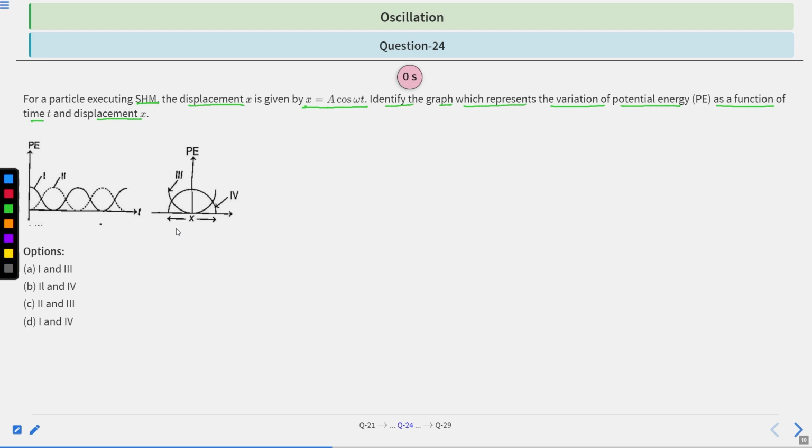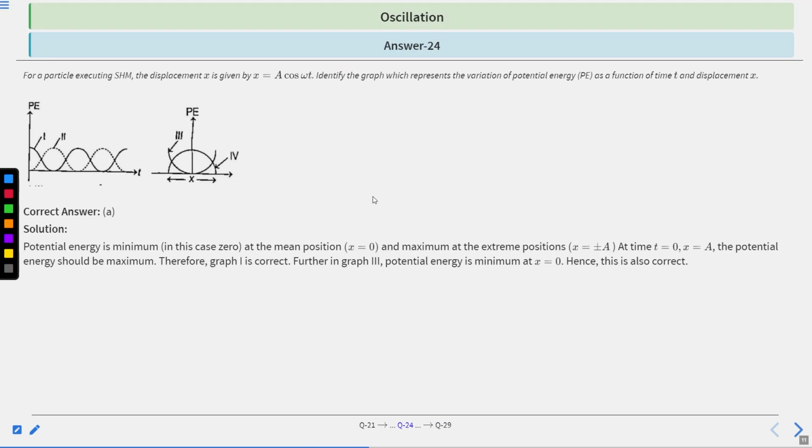Let's find a solution. Potential energy is minimum, in this case 0, at the mean position, we can say x equal to 0, and maximum at the extreme position, we can say x equal to plus or minus a. Clear? Potential energy is minimum at mean position, at x equal to 0, and maximum at the extreme position.